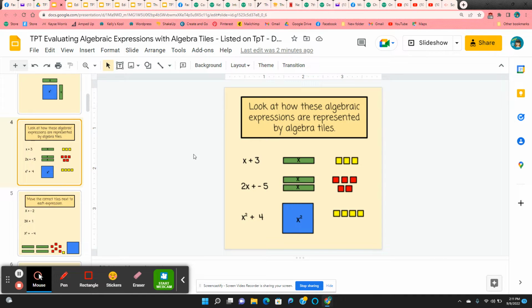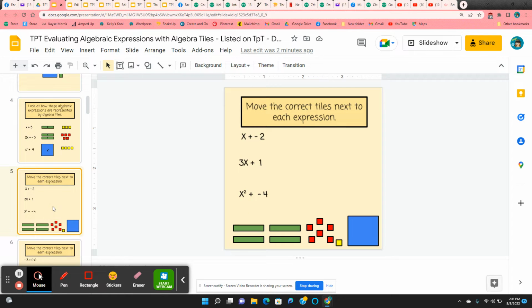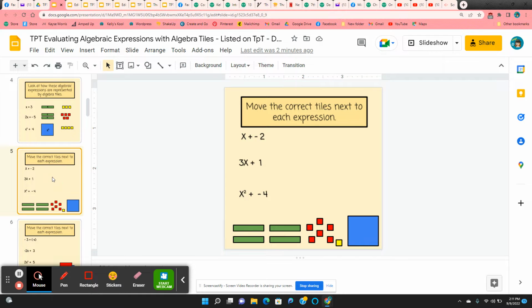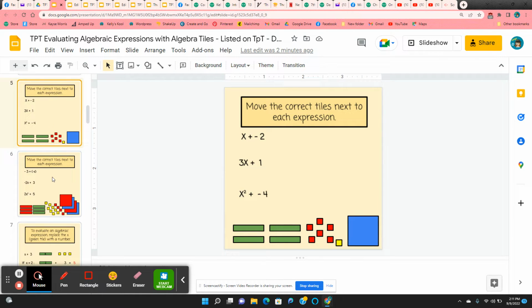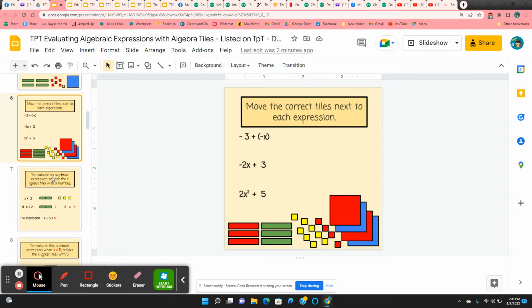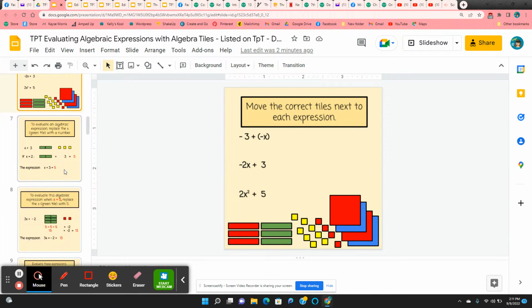Students are given 3 examples of how to show an algebraic expression using the tiles. And then they're going to be given 6 to do on their own. So they're given 3 here and 3 on the next slide. And they have to choose the tiles that match their expression.